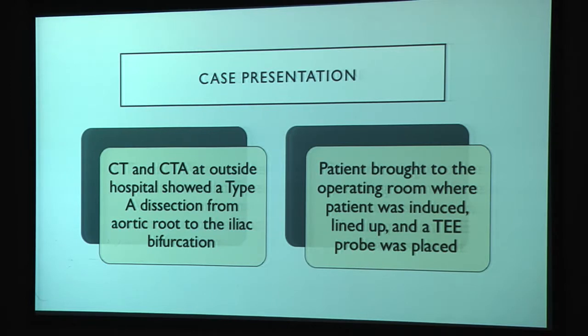So this patient did have a CT and CTA at the outside hospital, which showed a type A dissection from the aortic root down to the iliac bifurcation. This patient was transferred to our hospital. It was about an hour and a half away, but they were helicoptered in and brought to the emergency room. The patient was induced, lined, and a TEE probe was placed.